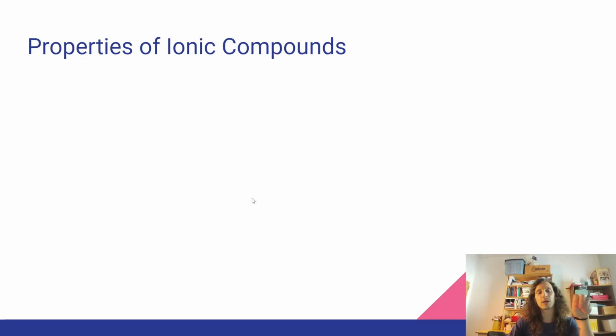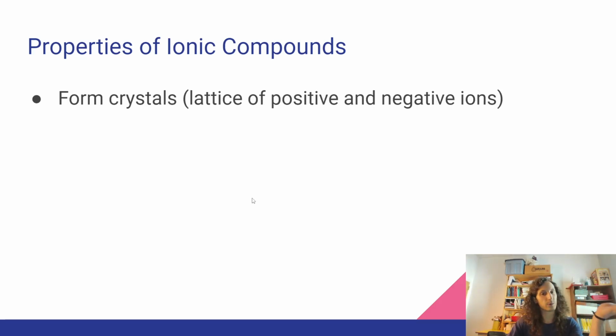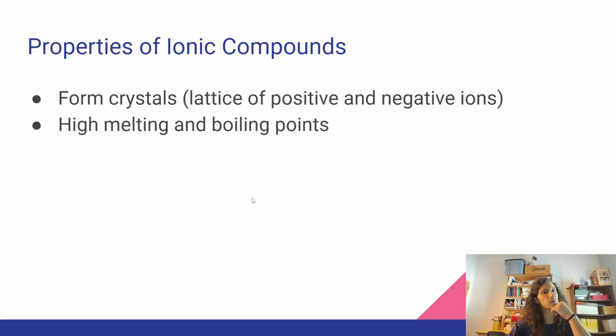So on the macro scale, when we think about properties, ionic compounds form crystals. This is why we can see rock candy. Well, actually, no, that's a different kind of crystal. When you see salt, NaCl, you've often got salt crystals. Calcium chloride forms crystals. Lots of different salts do this. Ionic compounds tend to have very high melting and boiling points because the strength of those ionic bonds is really powerful. They tend to be hard and brittle, right?